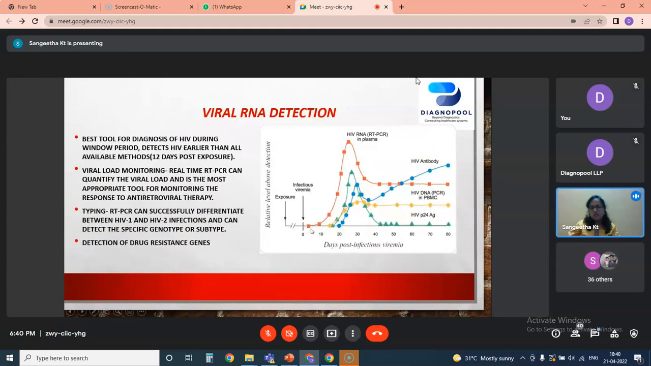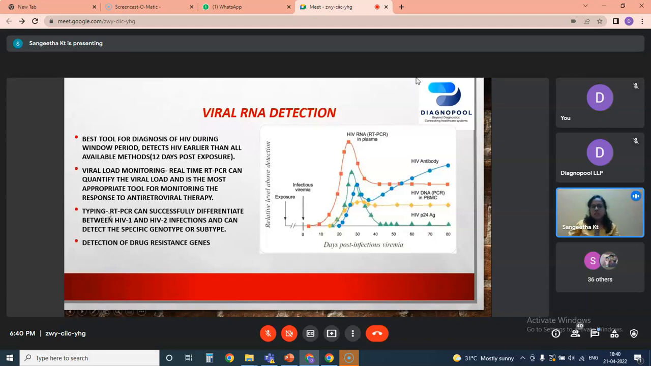So you can see here the HIV RNA detection in different stages. You can detect as early as 10 to 11 days, where the HIV RNA is picking up. So the best tool for diagnosis of HIV during the window period. It can detect HIV even earlier than any other method available. One more use is viral load monitoring. That is the real-time RT-PCR. It can quantify the viral load and is the most appropriate tool for monitoring the response to the antiretroviral drugs.